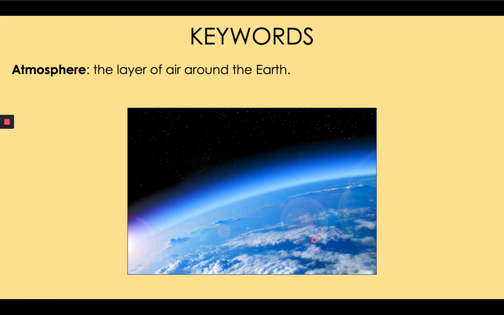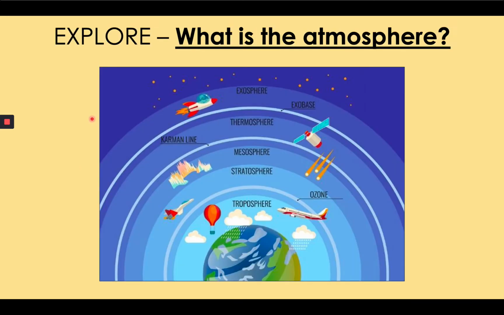Before we move on, you will notice that although the atmosphere stretches all the way up to here, clouds are much lower down and don't reach very high up at all. That's important. Let's go. So what is the atmosphere? Well, this picture shows you the different layers of the atmosphere. It is simply the parcel of air that surrounds the Earth.